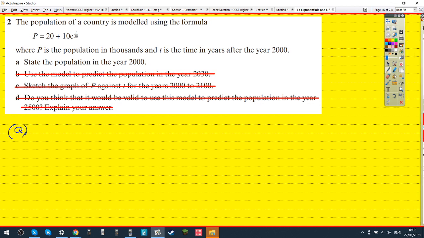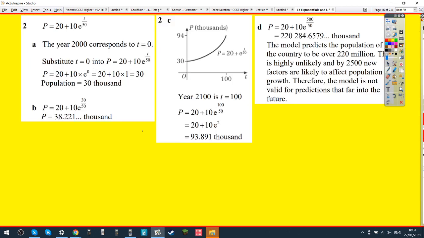Okay, how about this one? 20 plus 10e to the power of 0. T is the number of years after the year 2000, so time after 2000 is 0. So 20 plus 10, 30. So 30,000 for this one, because they're measuring it in thousands.